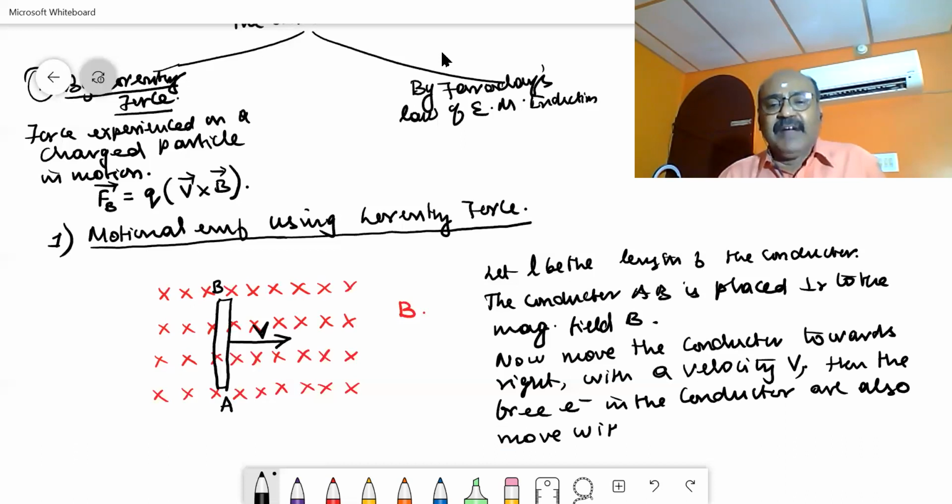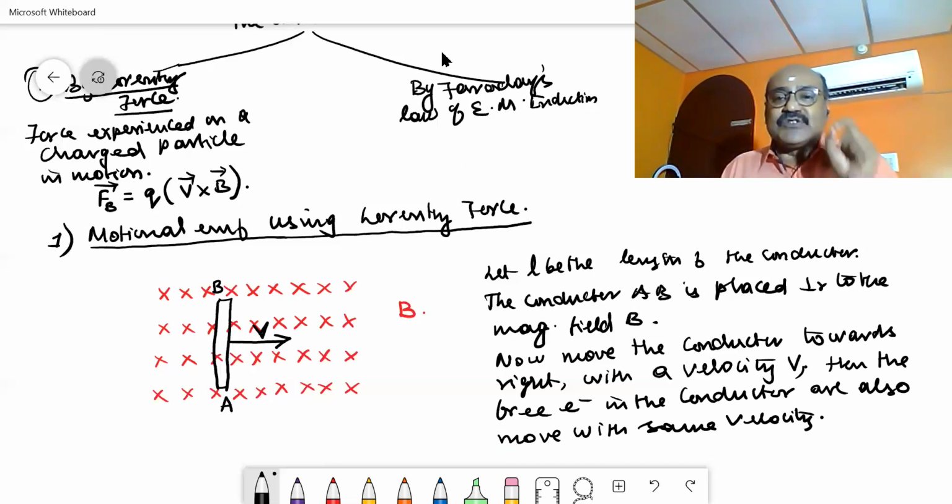When the free electrons are moving with the velocity v inside this magnetic field, then those free electrons will be experiencing the magnetic Lorentz force. What have I told this magnetic Lorentz force?